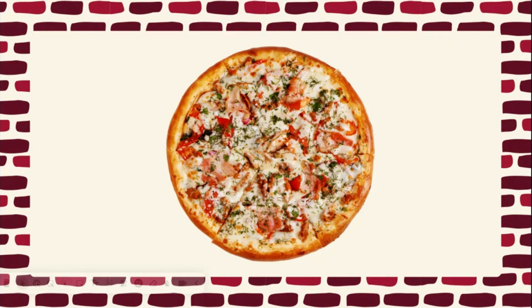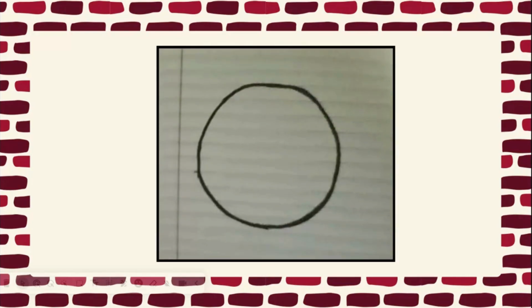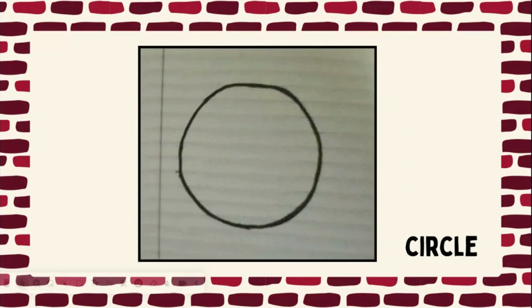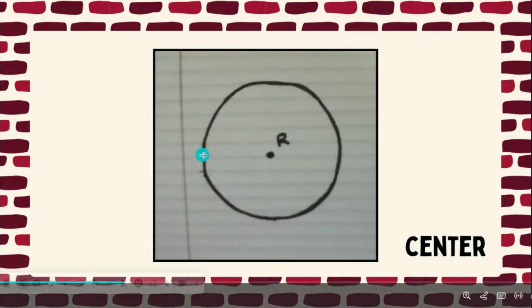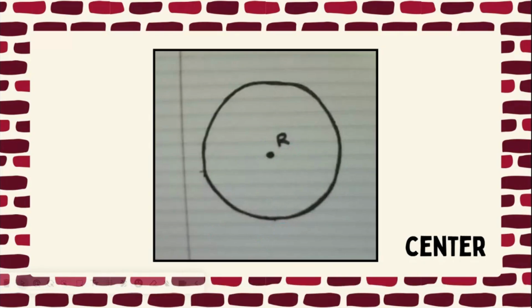So here we have a pizza, and we can call this basically a circle. A circle is a flat shape where every point along the edge is the same distance from a single point in the middle. So every one of these edges is the same distance from one single point, and we'll talk about that point next. That point is called the center, and it's the exact middle point of our circle. Here we see that point R is the exact middle point, our center. Every other point on the edge is the exact same distance from R, our center. And that's what makes this a circle.